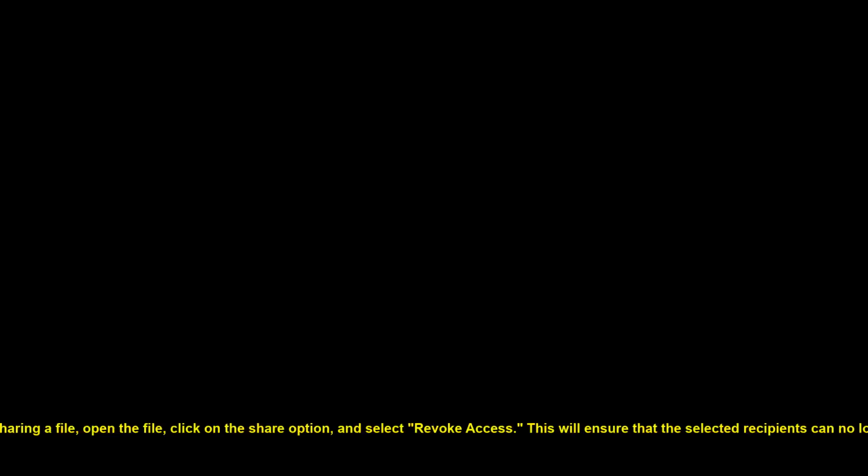To verify the status of your shared file, return to the dashboard and locate the shared file. Hover over the file and click the information icon to see sharing details. If you need to stop sharing a file, open the file, click on the Share option, and select Revoke Access.